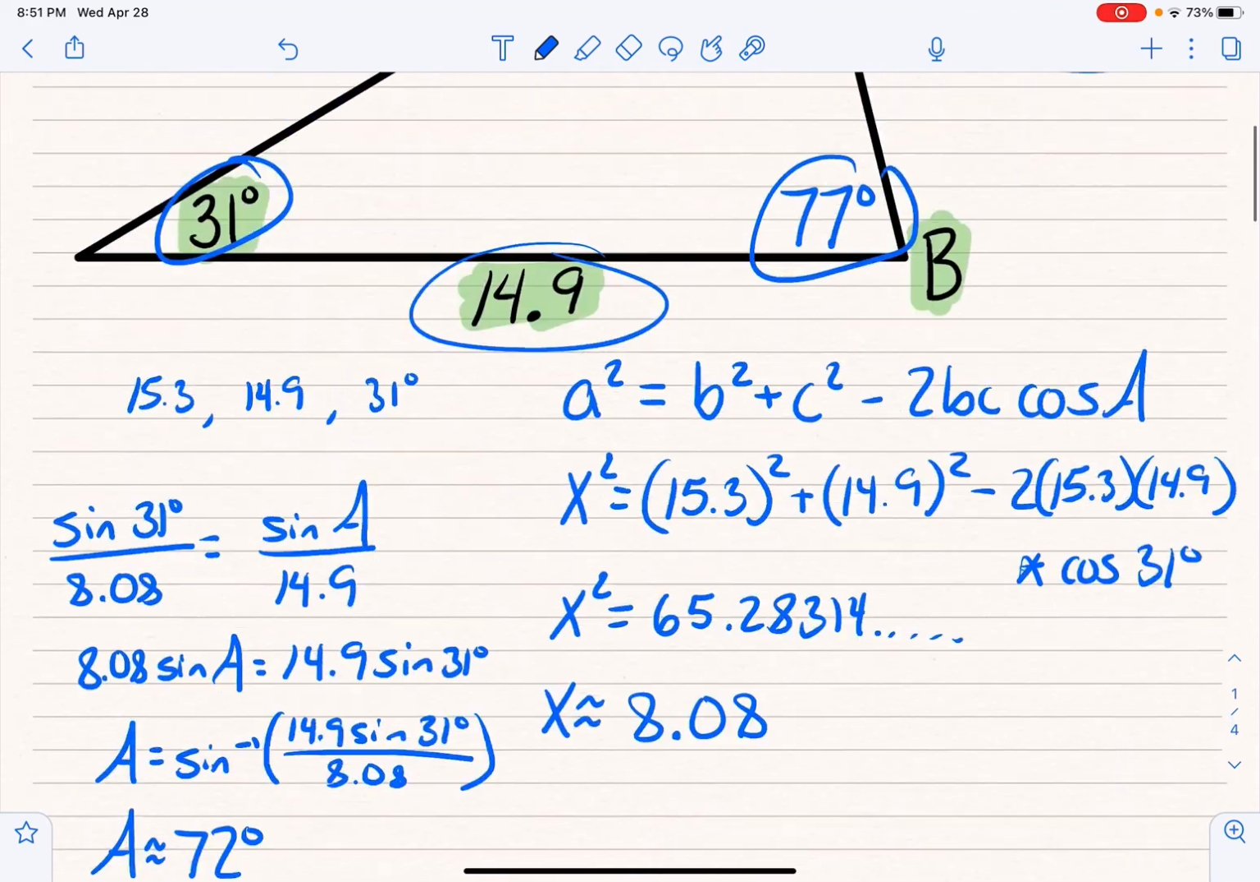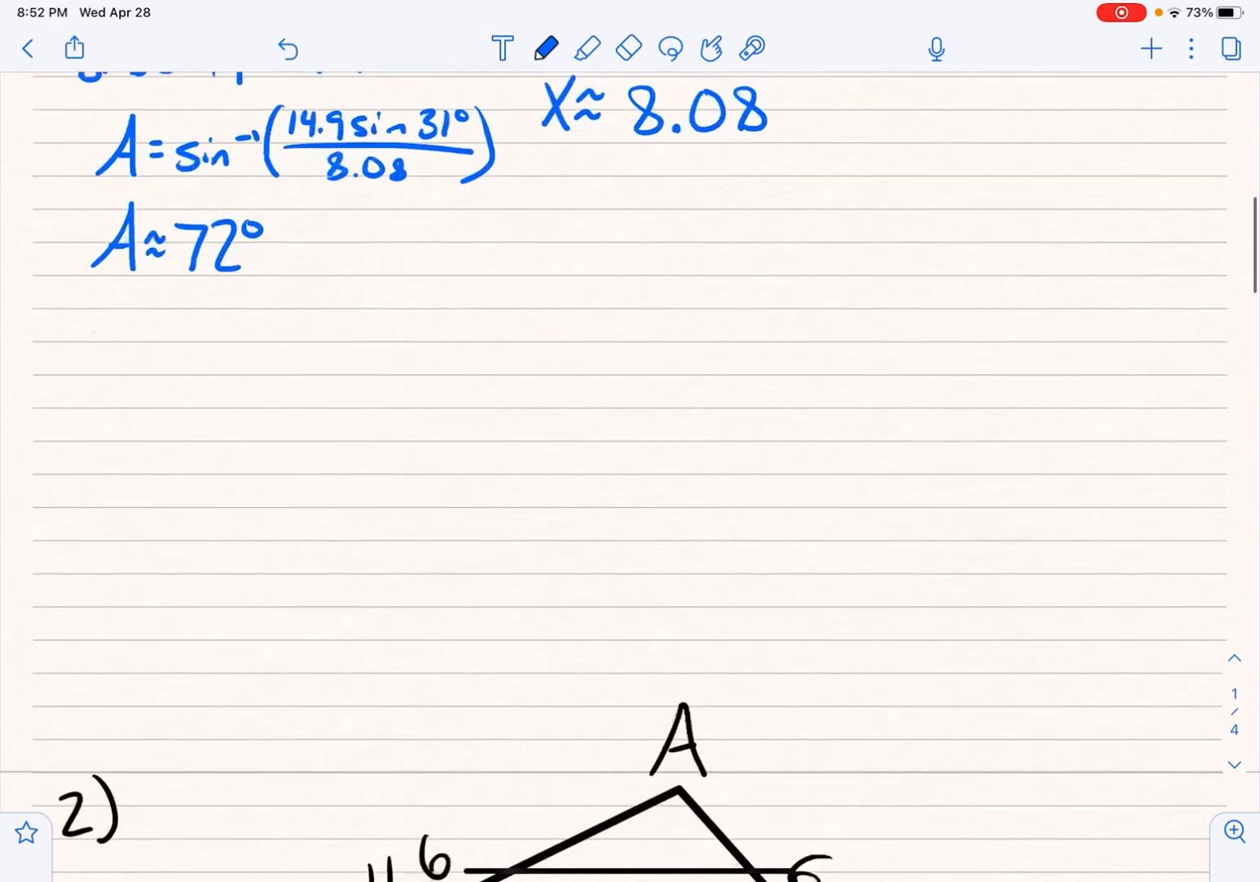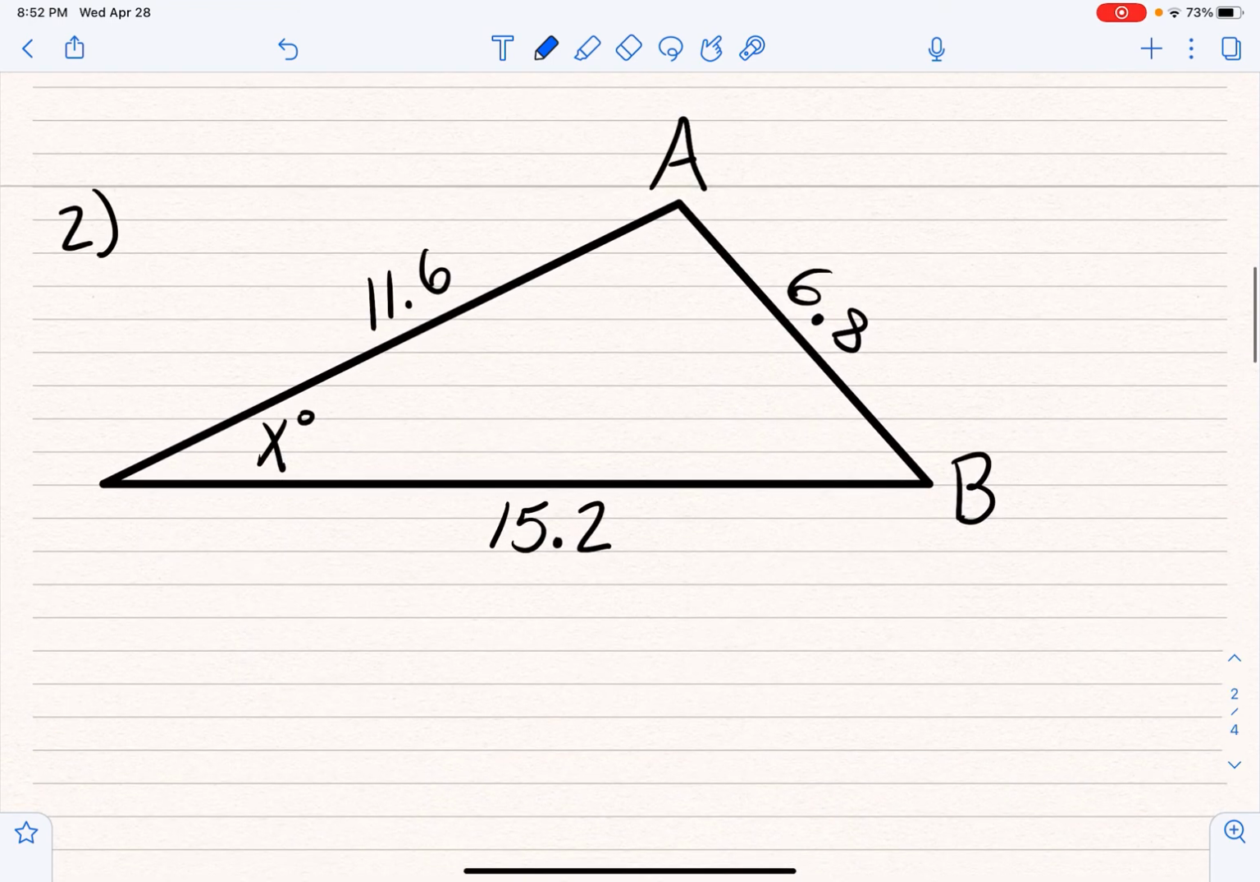All right, now let's try a situation where instead of you looking for a side, I want you to look for an angle, because you're given all 3 sides. All right, so in this one, you're given the sides 11.6, 15.2, and 6.8. And your job is to not only find this x, or the measure of angle x, but also to find A and then to find B, which is going to be the measure of those angles right there.